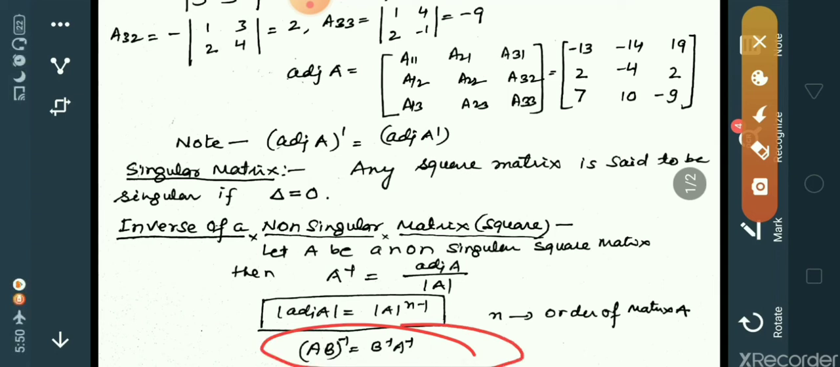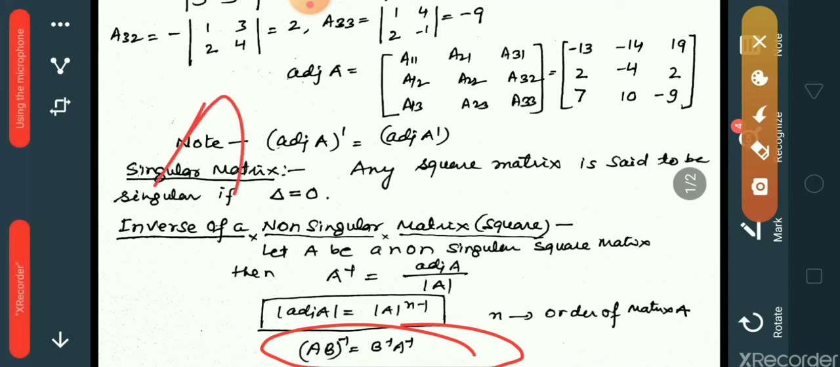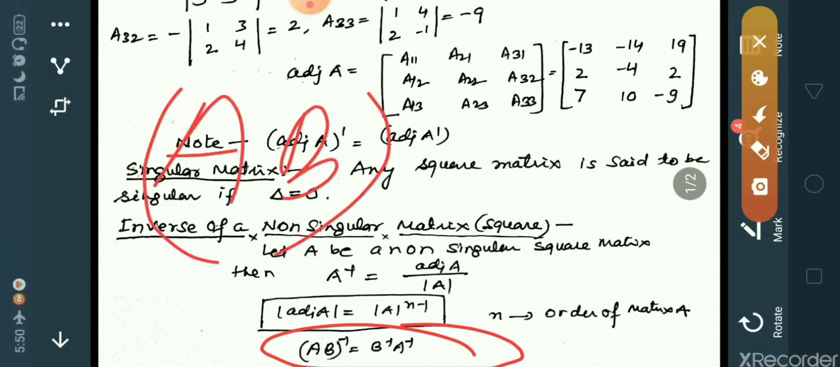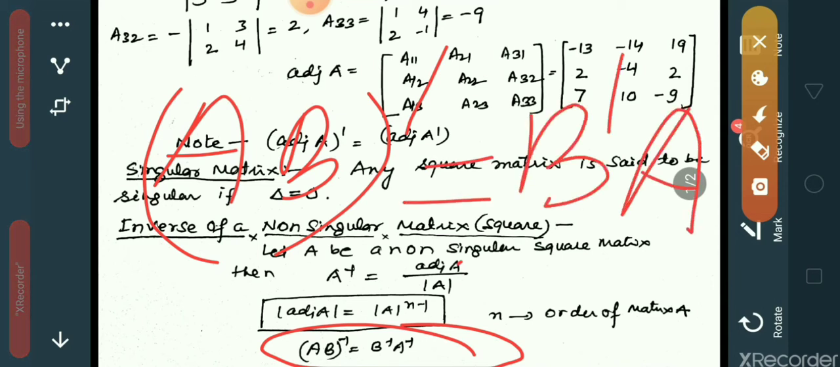(AB) inverse is equal to B inverse into A inverse. This means we use it just like the transpose of matrices. In the transpose of a product of matrices, you simply write like this, taking the reverse order, B dash A dash. So this is the formula for the inverse of a matrix.